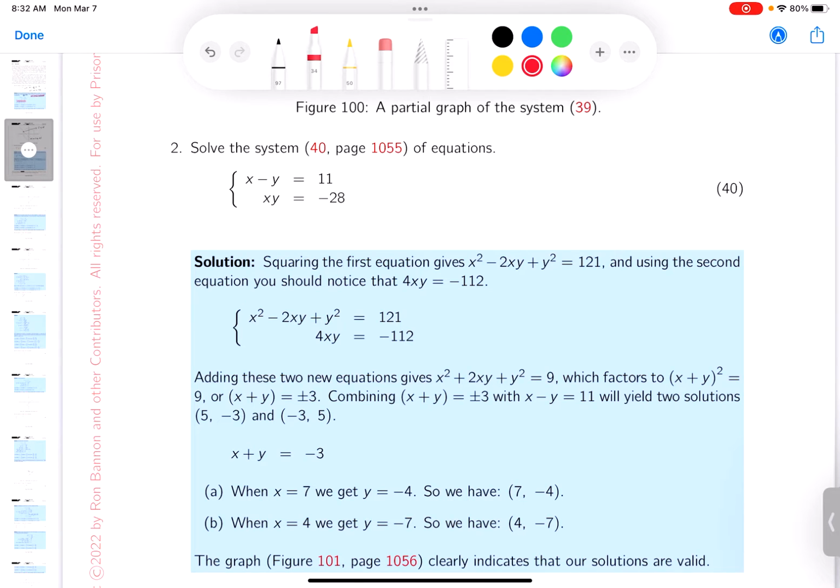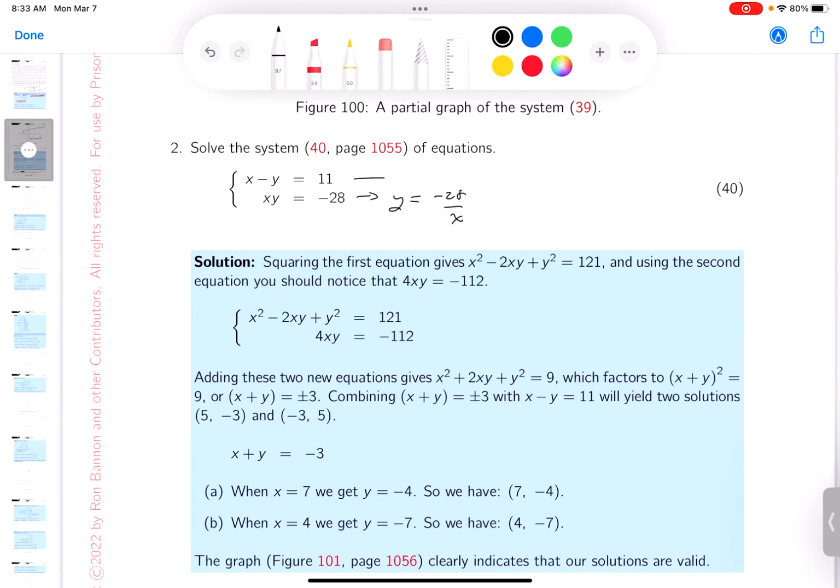Okay, for the last problem, I did it two different ways, and I'm going to do this one differently than what's in the key. What I'm going to do over here is look at the second equation and solve that for either y or x. I'm going to solve it for y. What would you get over here? You would get y equals minus 28 over x.